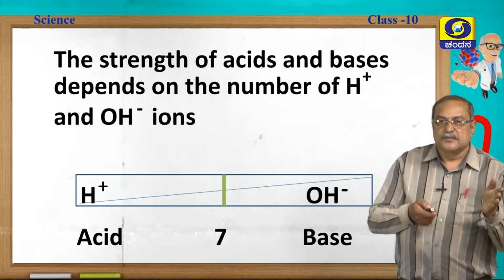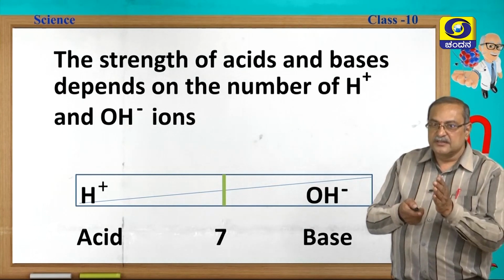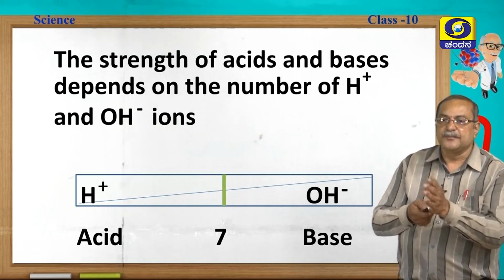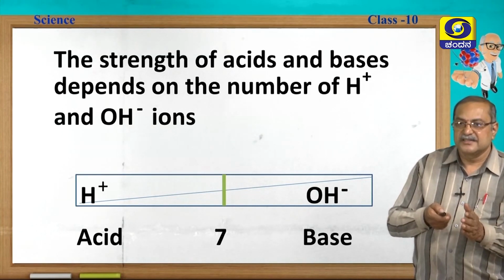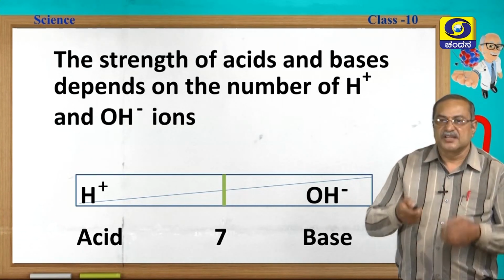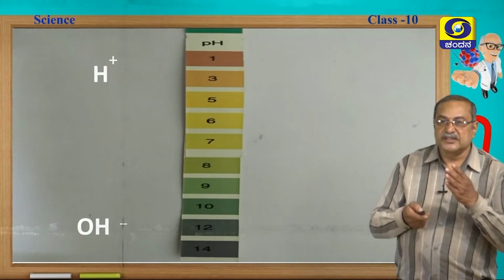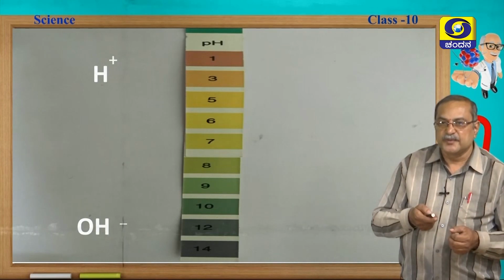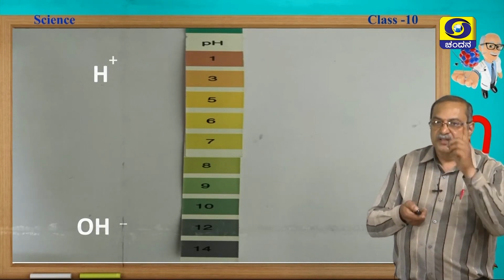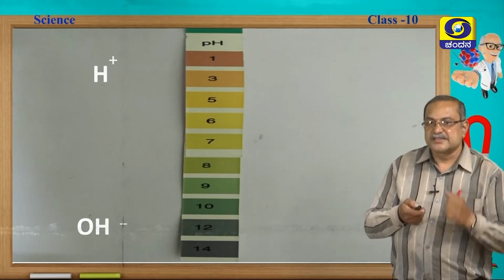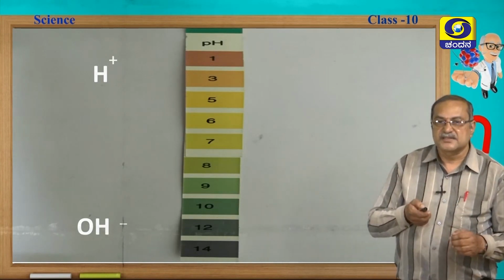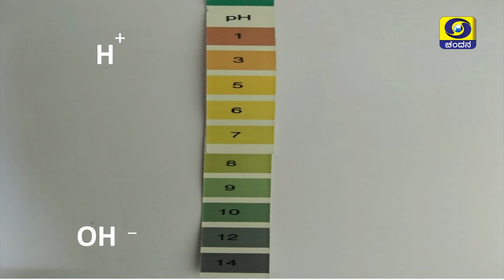So, as we go from 1 to 7, acidity decreases, and from 7 to 14, basicity increases. Clear? This is how the strength can be identified. You have already seen this pH paper. So, we are using pH paper. At number 1, the H plus ions are more at the top, and at the bottom, 14, OH minus ions are present.